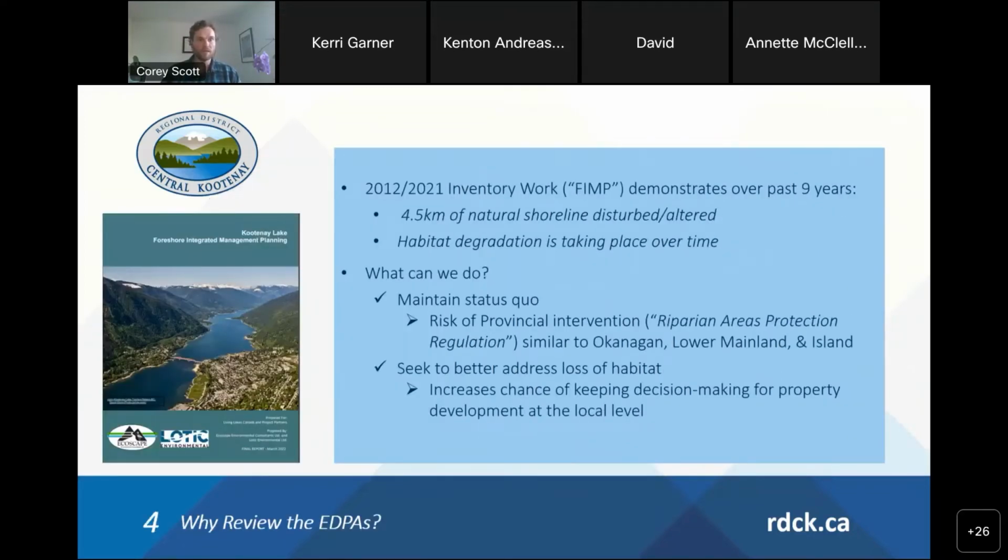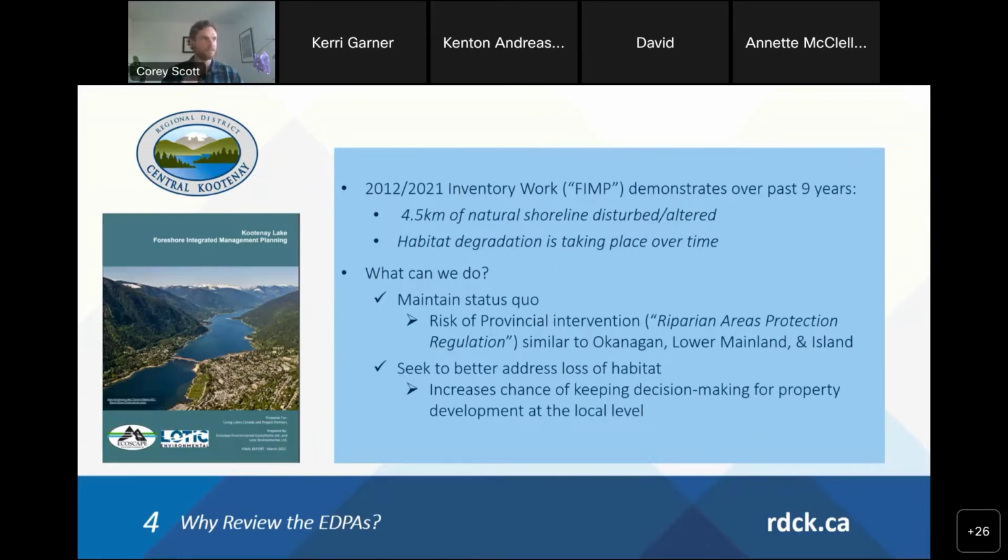So why exactly are we doing this review? And I think that this will tie back into the relevance of Carrie and Kenton's presentation as well. There are a number of reasons for doing this review, and what probably highlights the importance of it the most is the results of the most recent inventory work on Kootenay Lake, which is on the slide, referred to as the FIMP. The most recent one was completed in 2021, and it shows us the changes that have taken place between 2012 and 2021, the 2 years that Kootenay Lake was inventoried most recently.